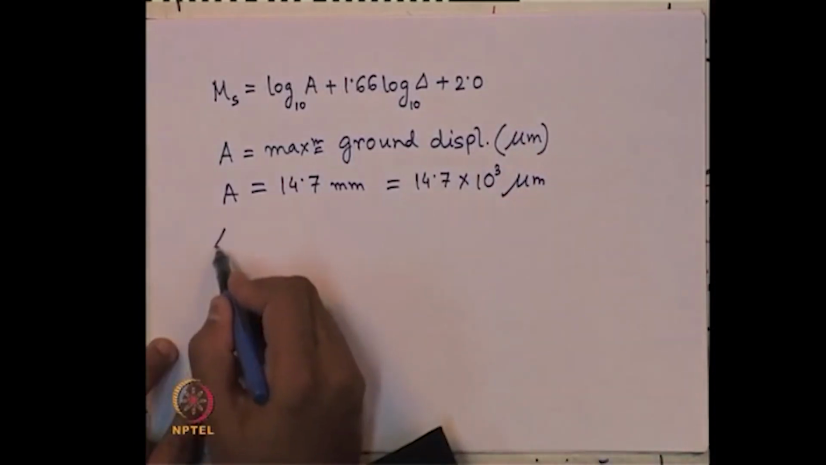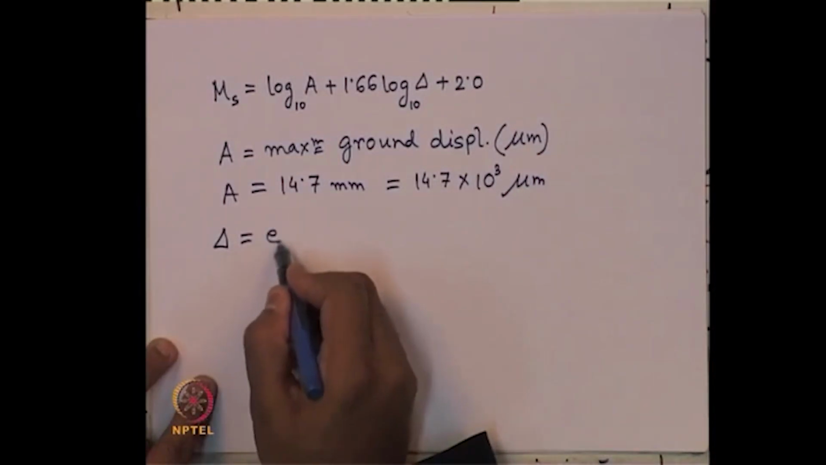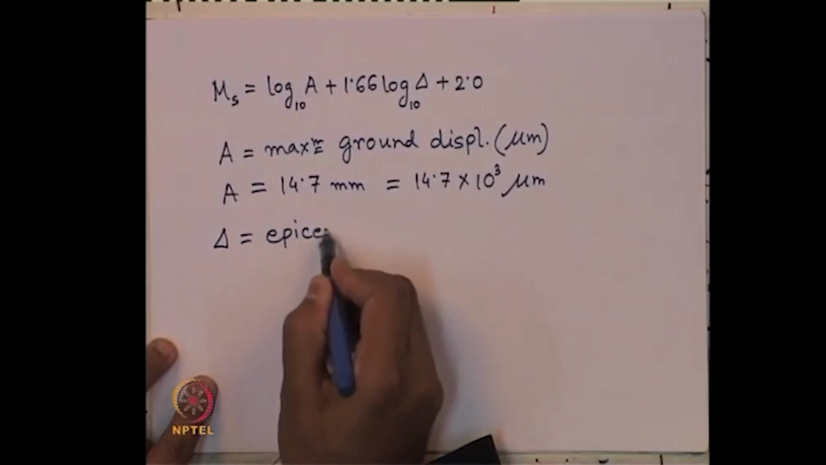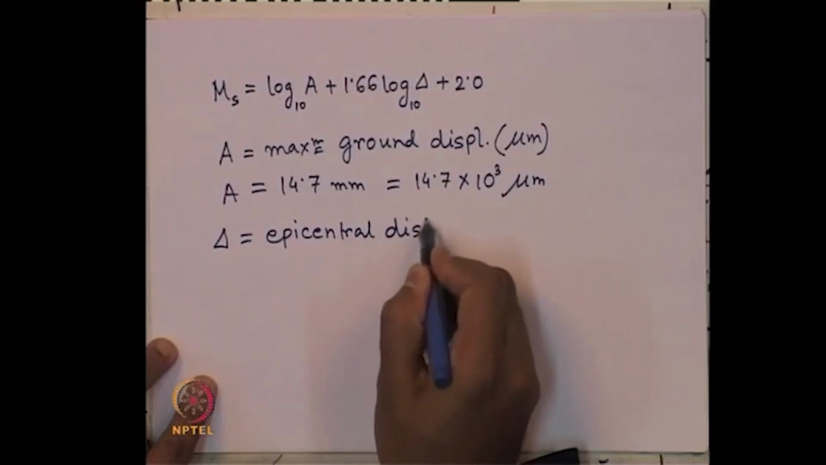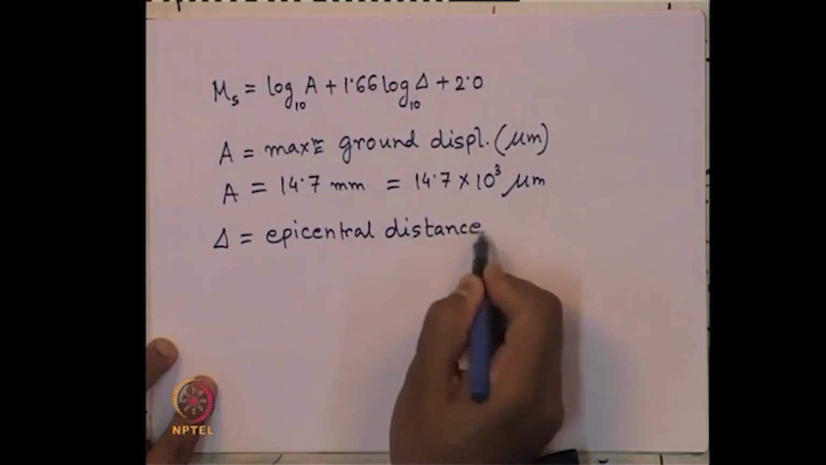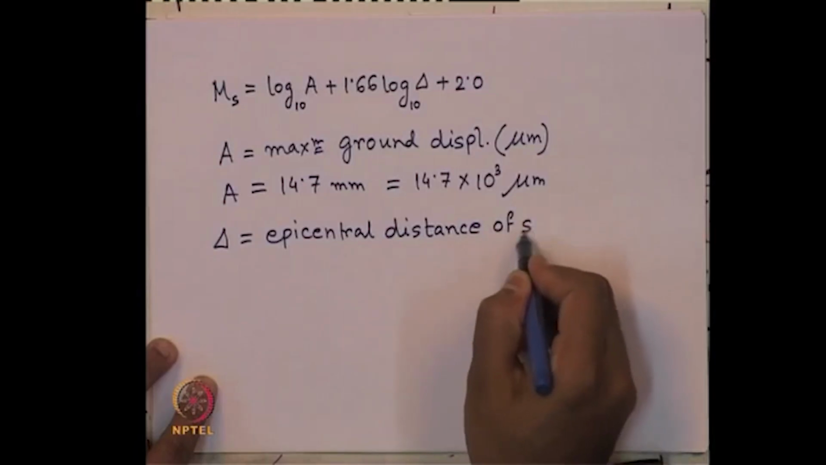And what is delta? Delta is the epicentral distance of the seismograph.